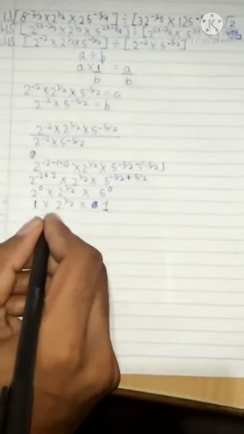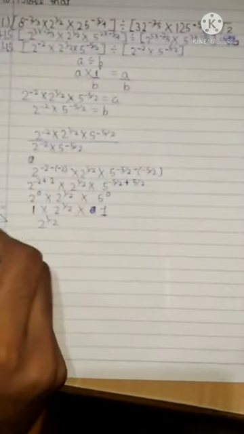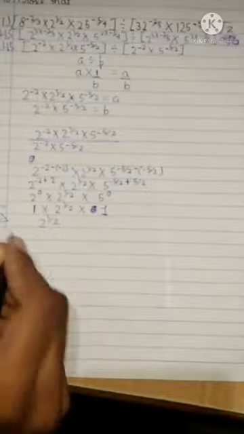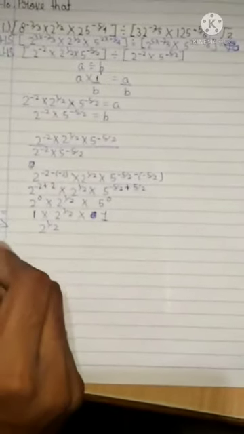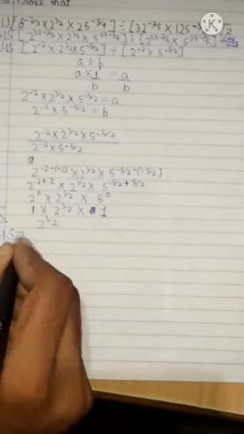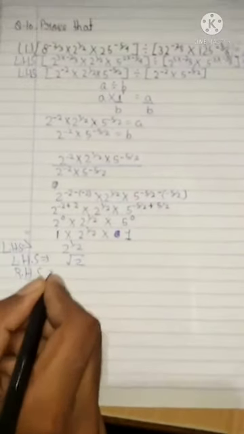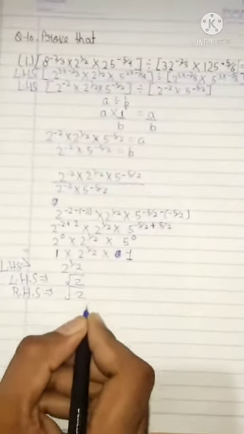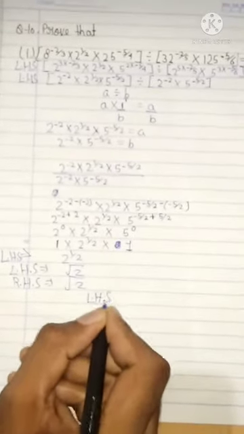Then it becomes 2 के power 1 by 2. Hence LHS is 2 के power 1 by 2, which is also written in the form of root 2, and RHS is given root 2. Here LHS equal to RHS.